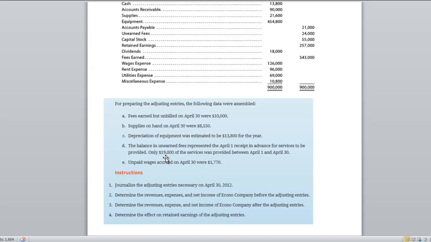So these unearned fees, that would be where we were paid in advance. I'm sorry, where is it up here? This $24,000 we were paid in advance, and over time we performed the work, but only $19,000 of it during this accounting period. So that amount, we need to increase our revenues and reduce our liability of unearned fees. Okay, let's take a look at what that entry would look like.